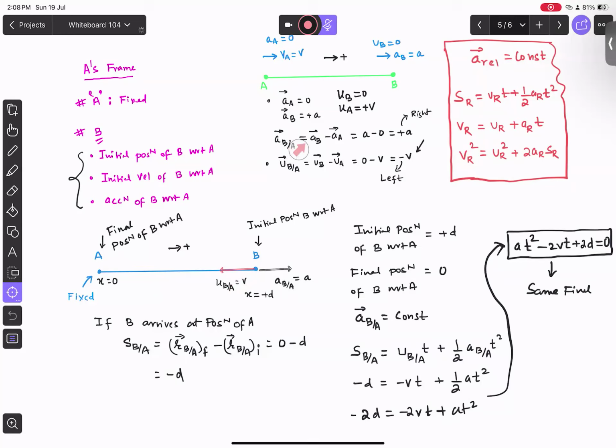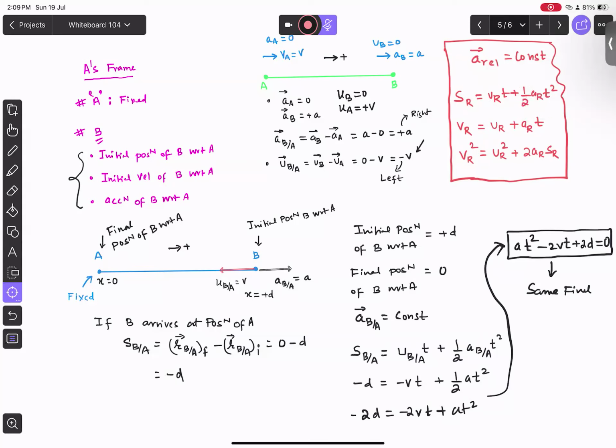Now the acceleration of B with respect to A will be acceleration of B minus acceleration of A. Acceleration of B is plus a. Acceleration of A is 0. Correct? So we got plus a. Right. See, if acceleration is constant, then you can write all the formulas. S equals ut plus half at square. The same thing I will write: if A relative is constant, then S relative, meaning relative displacement, will be initial relative velocity into t plus half into relative acceleration into t square.